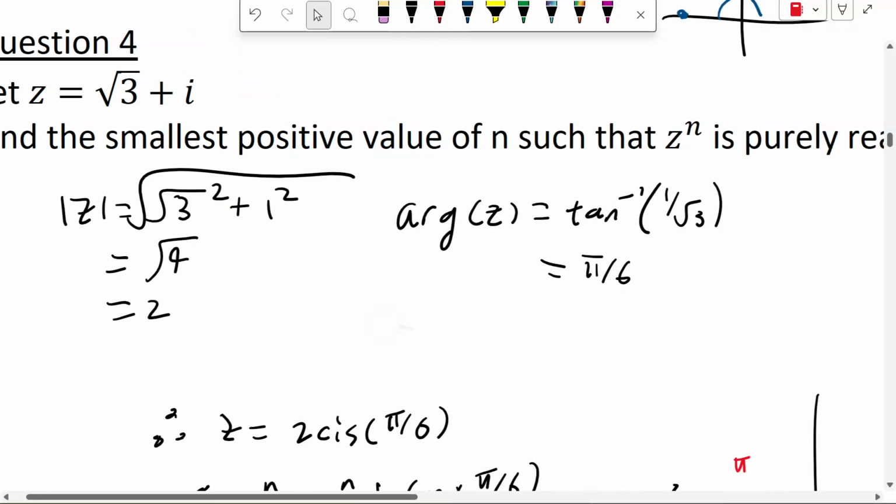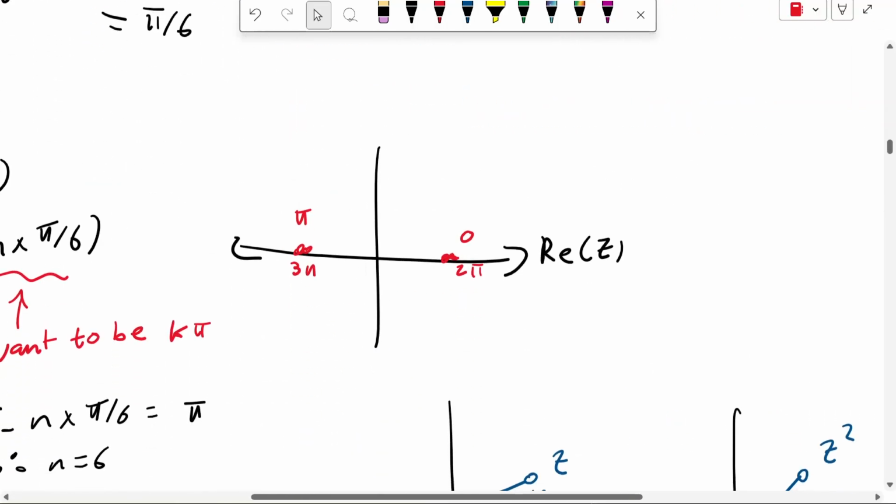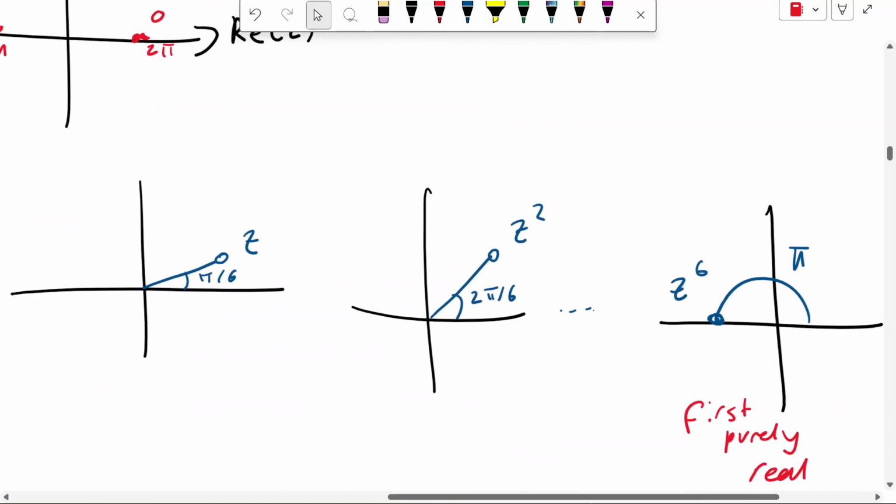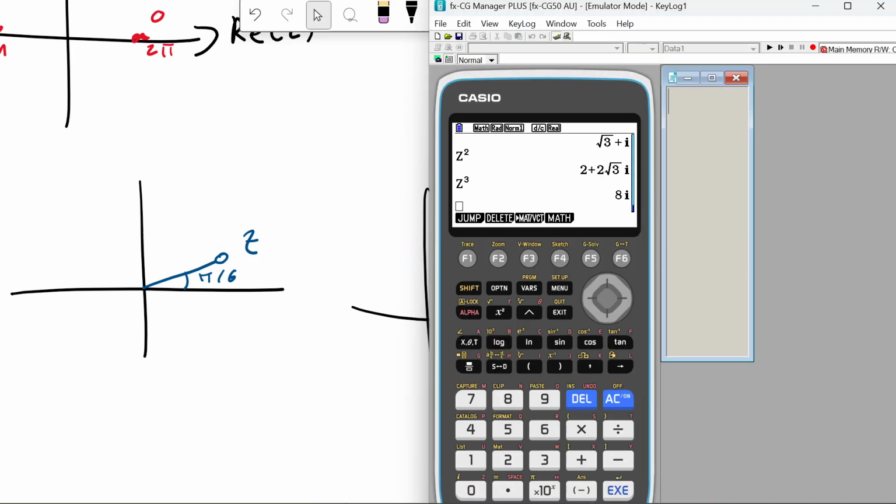Notice z cubed is 8i, and that should hopefully make sense since z cubed would be sort of like halfway to being purely real. So here's z cubed. If you keep going on like that, you'll eventually get to z to the power of 6, and then that's minus 64. So that's the first one that's purely real, no imaginary bits.